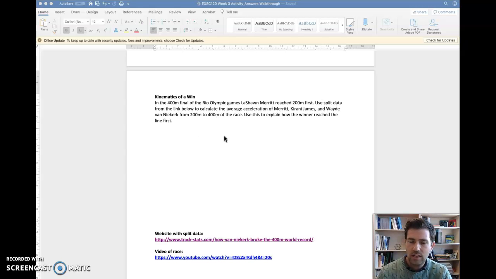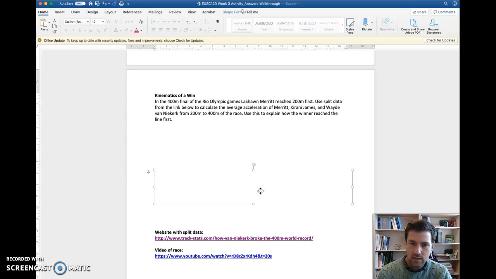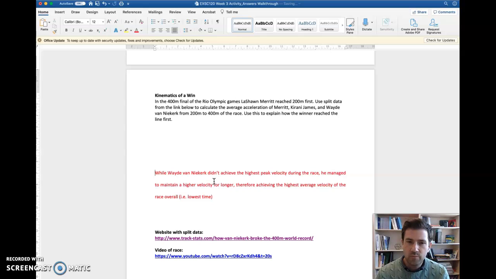In terms of a short answer question, if we ask that in the exam, then we're wanting to get some key points out of you there. While Van Niekerk didn't achieve the highest peak velocity during the race, he did manage to maintain a higher velocity for longer, at a lower deceleration than the rest. And that greater average velocity he had over the whole race allowed him to achieve a lower time.